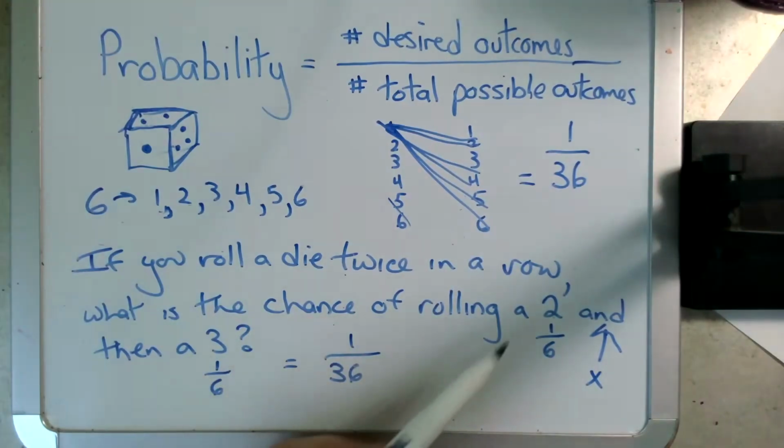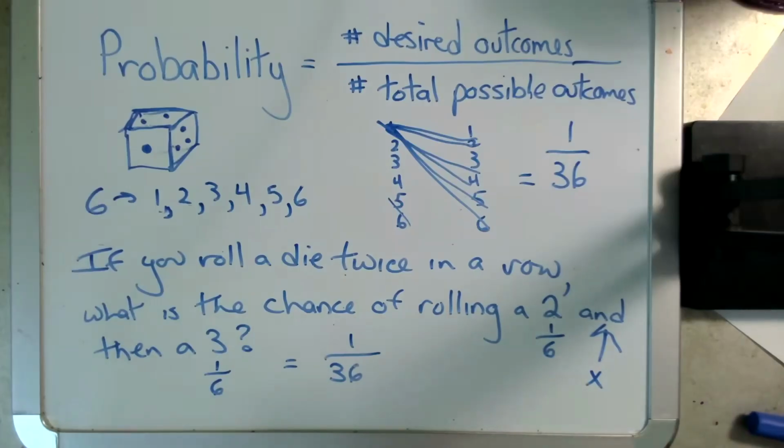And when I incorporate the idea that "and" in probability means multiply, then the probability of my first roll times the probability of my second roll also shows me that it's 1 out of 36. Okay, that's the beginning of probability with dice.